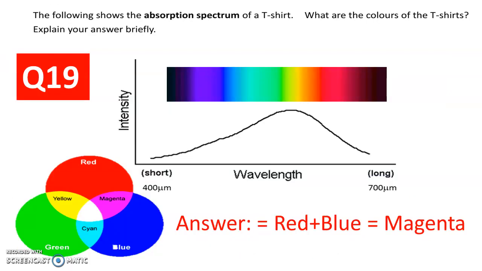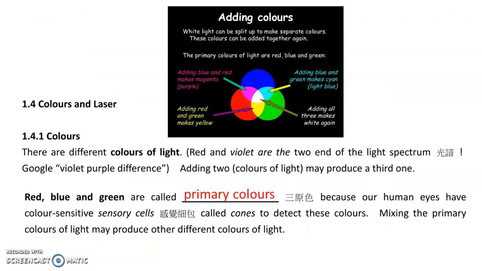Question 19. This is a similar question as the last one, but this time it is a t-shirt. For this question, the t-shirt absorbs mostly yellow light and green and orange light, but not red and blue. From your book on page 16, you can find blue and red light combined to give magenta.